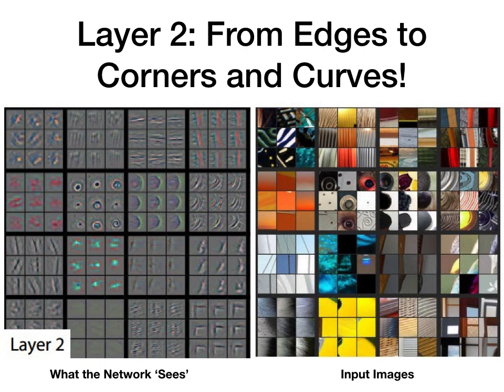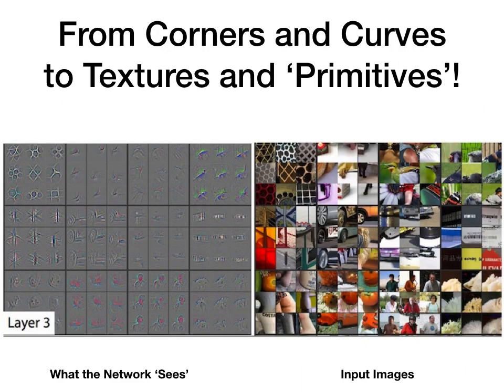Essentially what we're doing here is building on our simple edge detectors and making more complex detectors out of them. And this trend continues as we go deeper into the network. We get higher and higher level representations. Now when we move to the third layer, we're not just looking at corners or round shapes anymore. We're looking at entire textures or even primitive objects like the leg of a person.